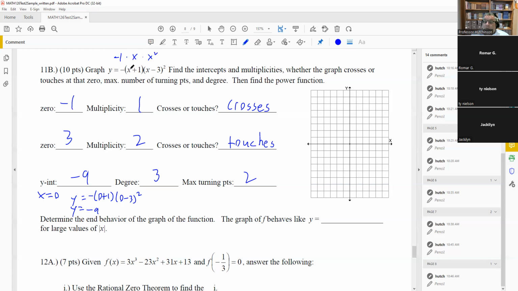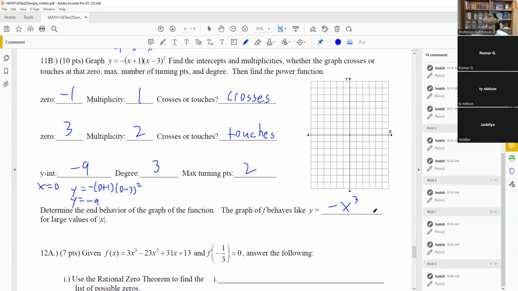I'm looking at if the x is the highest power I have for each of these parentheses. So I'm multiplying by some kind of an x here. But this one, if I multiply out, I'm multiplying by some kind of x squared. If I multiply all those terms together, I'm going to get -x cubed. So -x cubed is going to be the power function. In other words, that's what it looks like for large values.